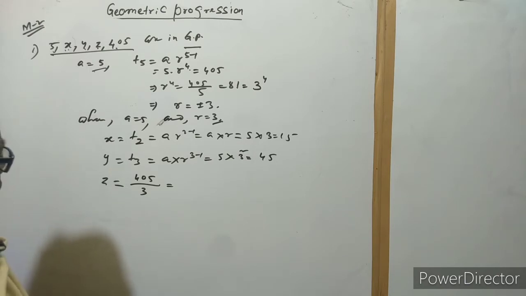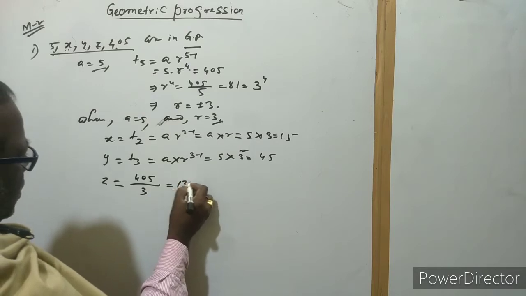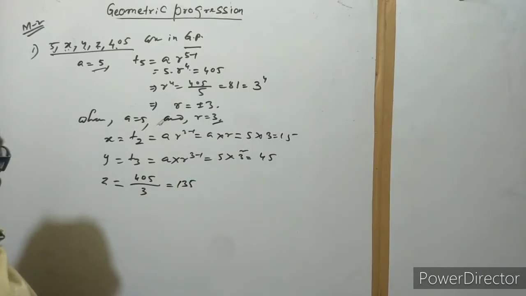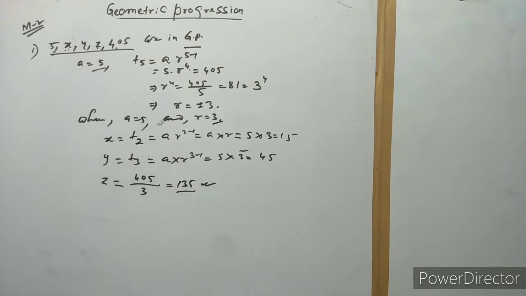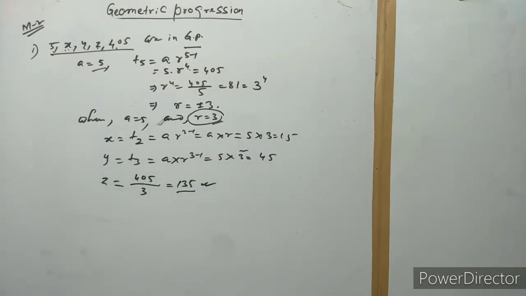Okay, 135. See, this is the value of x, y, z. Again we can take a sign of minus, then simply we get the value of x, y, z here. Okay, so this is the first solution of GP.